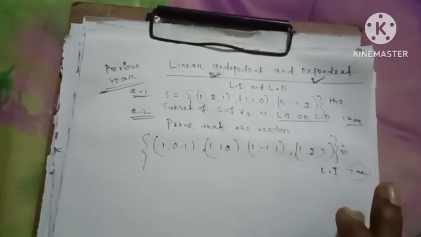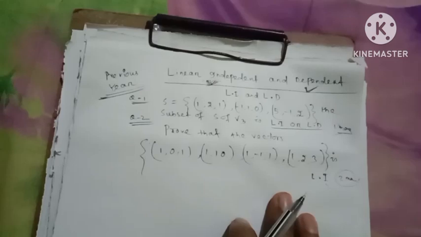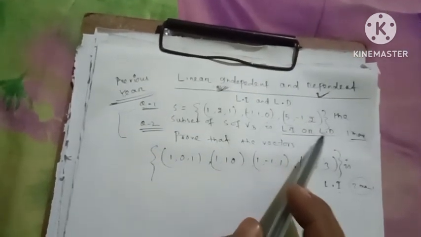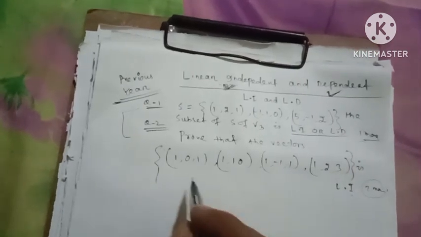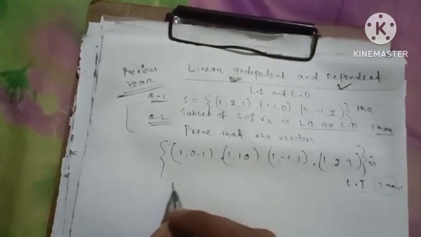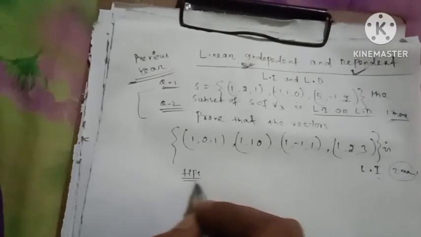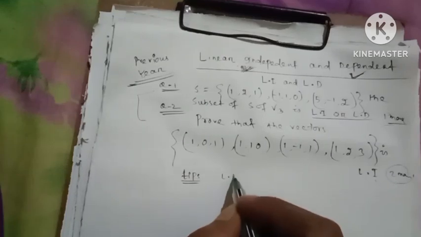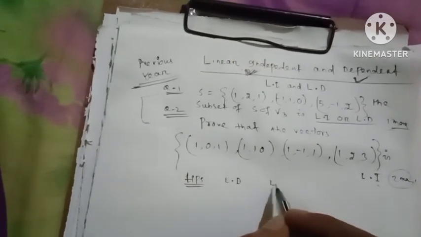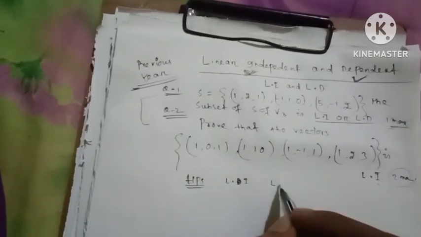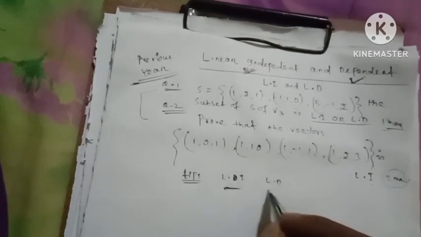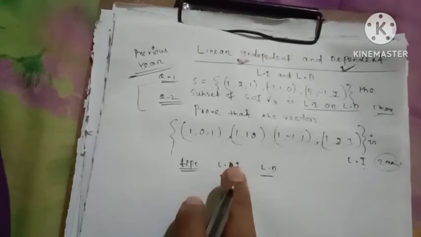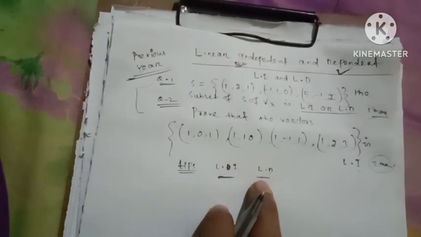So this is linear independence and dependence. Always remember the tips. When is a set of vectors said to be linearly independent and linearly dependent?